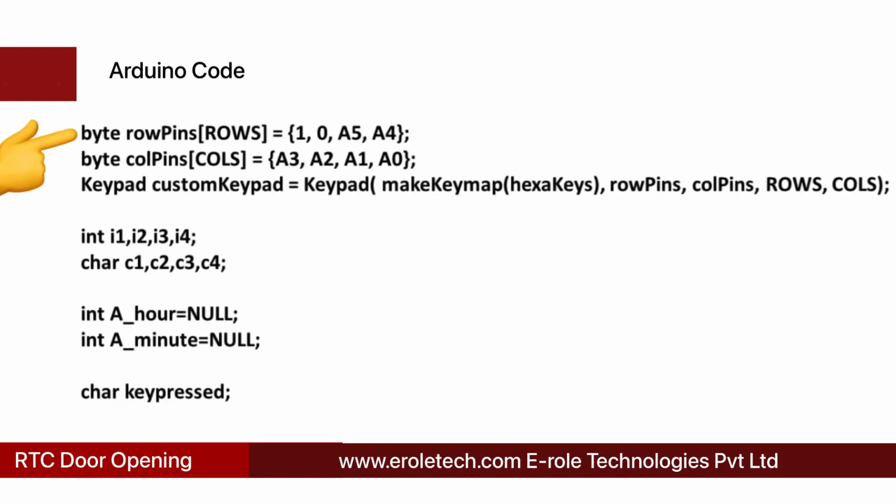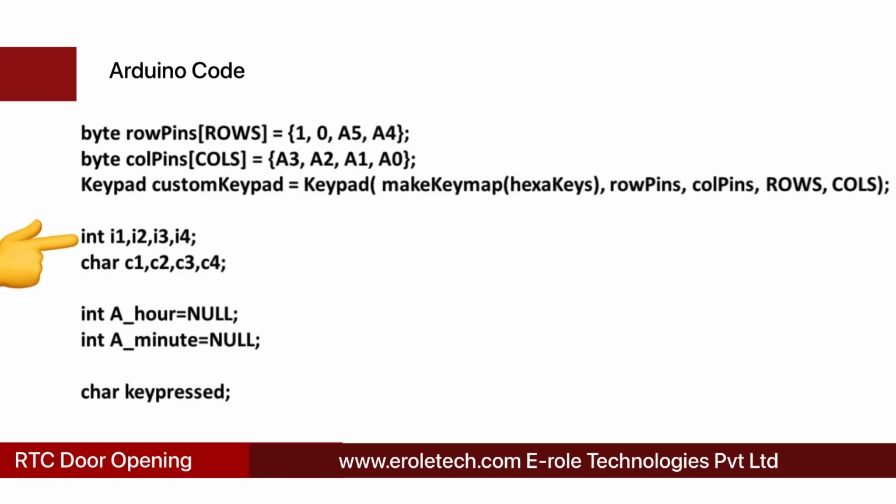Now we have declared two arrays, rowPins and columnPins. Each array has 4 locations. In these arrays, we have declared which pin of Arduino is connected with the row pins of the keypad, and which pin of Arduino is connected with the column pins of the keypad. This line will take the values of variables from the previously defined values.